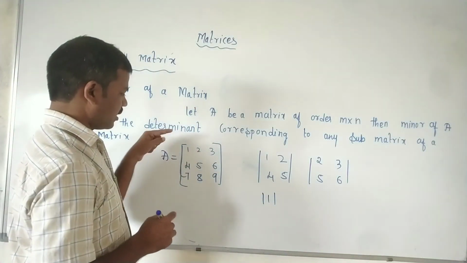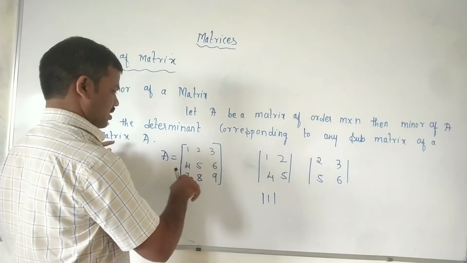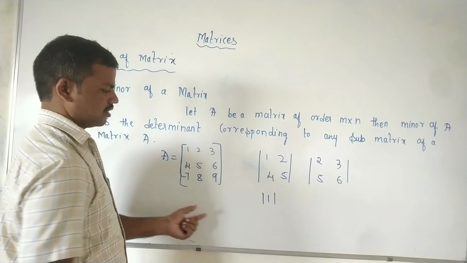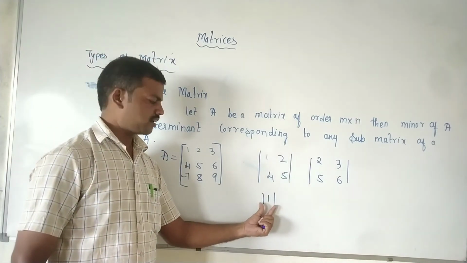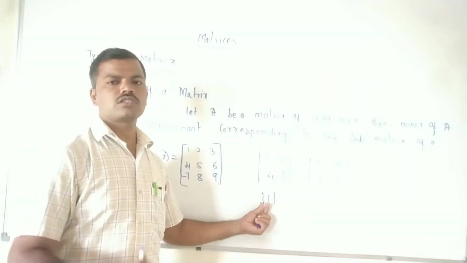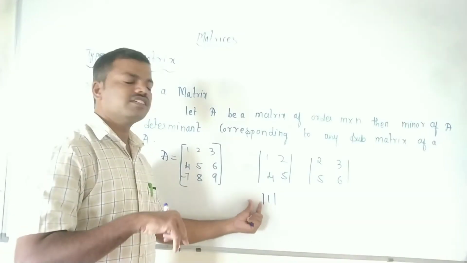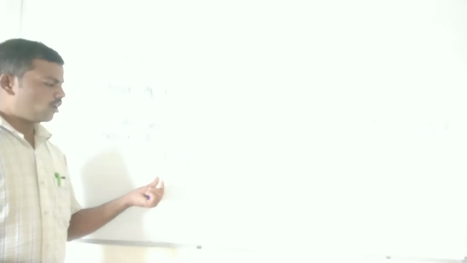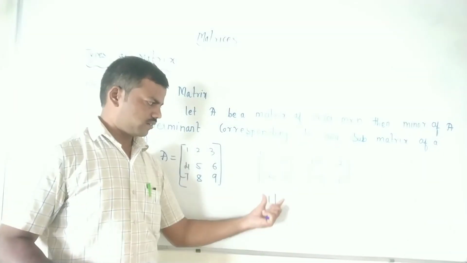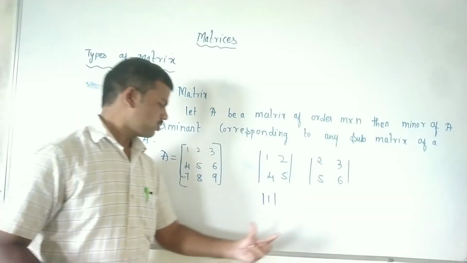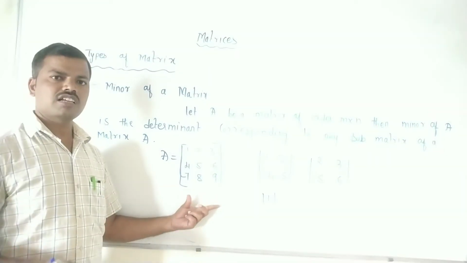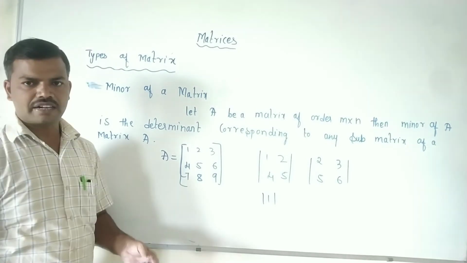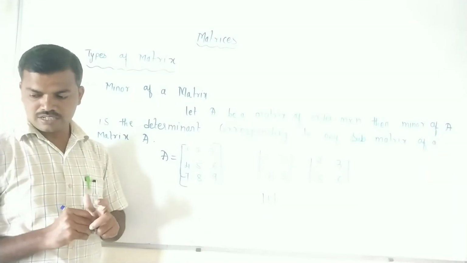So only one element is also a submatrix, and its determinant is called a minor of a matrix of order 1. The whole matrix is of order 3 cross 3, and its determinant is also a minor of the matrix. So it is clear about the minor of a matrix.